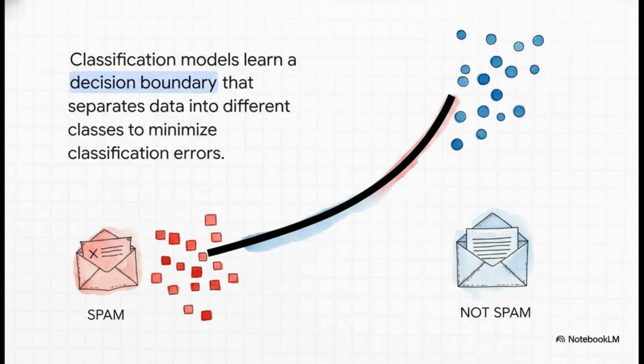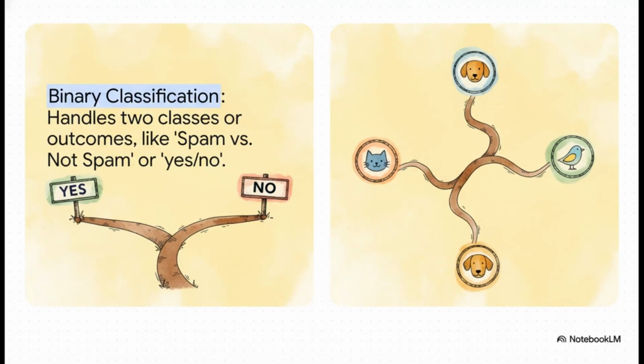What a classification model is essentially doing is learning how to draw a decision boundary that separates data into different groups. So, everything on one side of this invisible line might be spam, and everything on the other side is not spam. Or maybe on one side it's loan approved, and on the other, loan denied. And this can be really simple or pretty complex. You have binary classification, which just handles two possible outcomes, like a simple yes or no decision. But then you have multi-classification, which can sort data into a whole bunch of different categories, like identifying whether an image has a cat, a dog, or a bird in it.